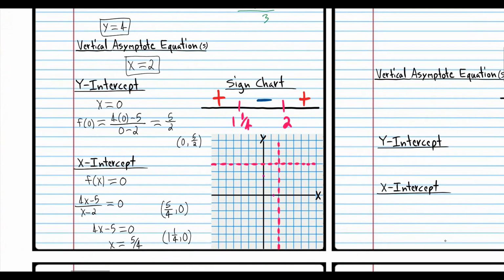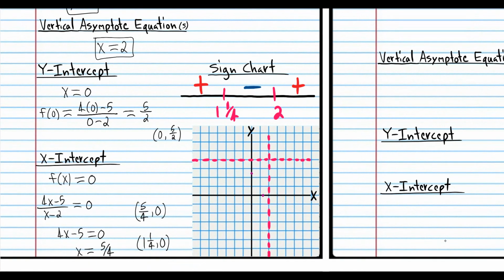Okay. So what this tells us is that in this region, our graph is going to be below the x-axis. And in this region, our graph is going to be above the x-axis. And in this region, our graph is also going to be above the x-axis. Okay, let's connect the dots.